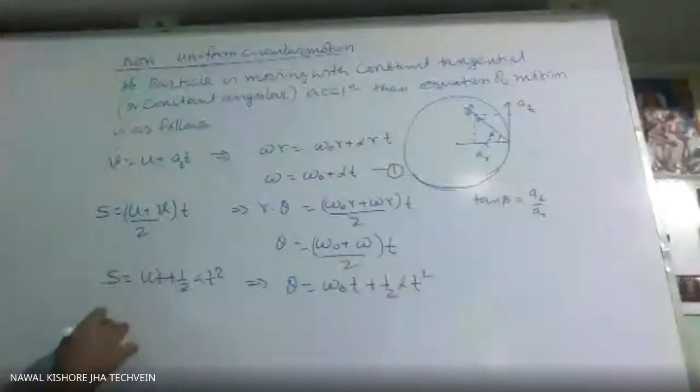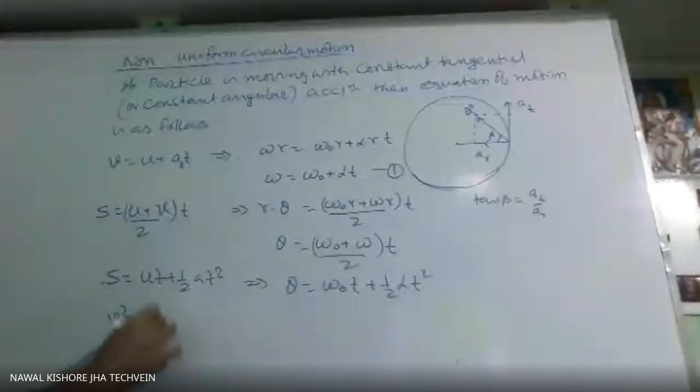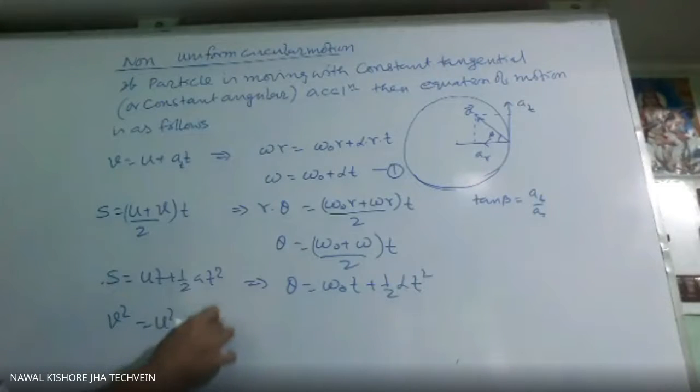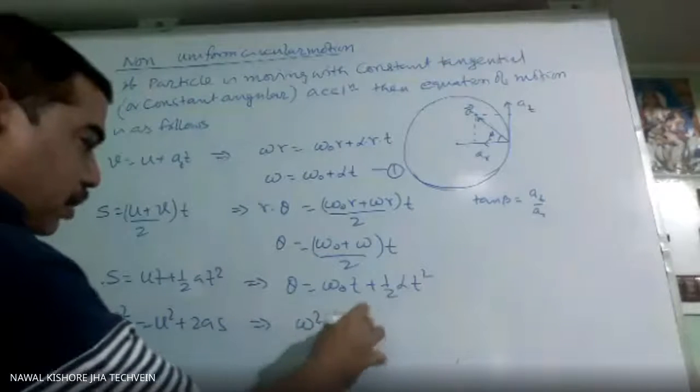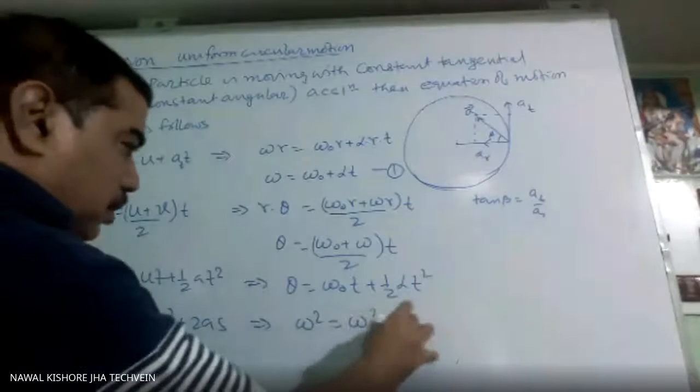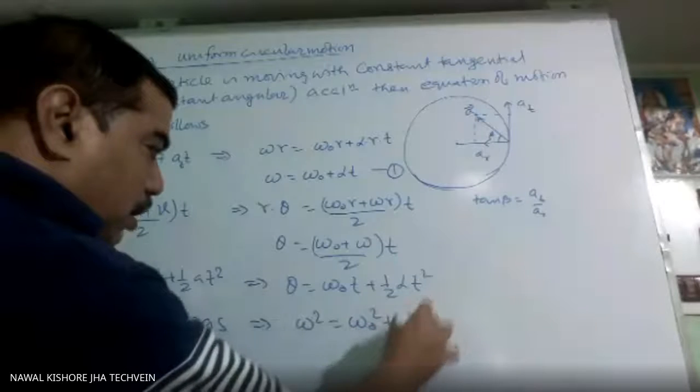Same way we can write v square equal to u square plus 2as. This we can write: omega square will be omega naught square plus twice alpha theta. Distance traveled in the next second.